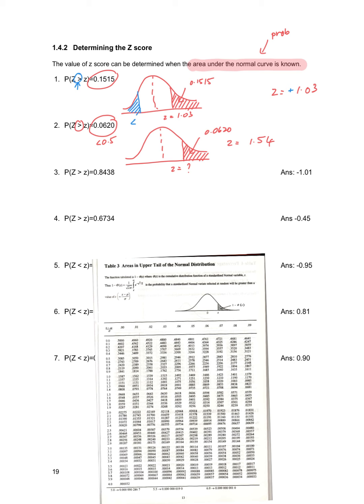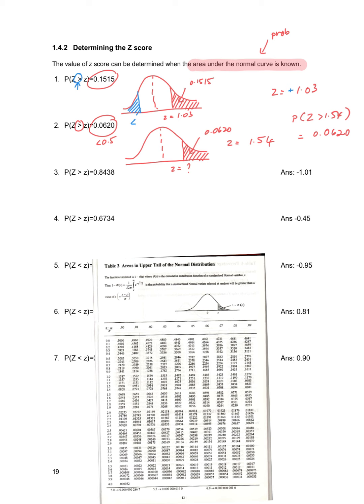Maksudnya kat sini tadi kita nak cari value Z ni berapa. So we can write it like this: probability of Z greater than 1.54 is equivalent to 0.0620.